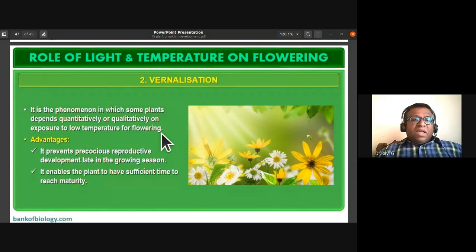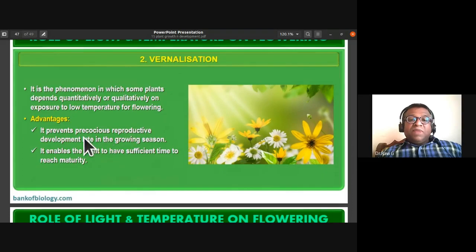for flowering. So it is a phenomenon in which some plants depend quantitatively or qualitatively on exposure to low temperature for flowering. So quantitative or qualitative exposure to low temperature is required for flowering. That is what we have to understand about flowering in these plants. So vernalization is an effect where, whenever plants are exposed quantitatively or qualitatively to low temperatures, they start flowering.